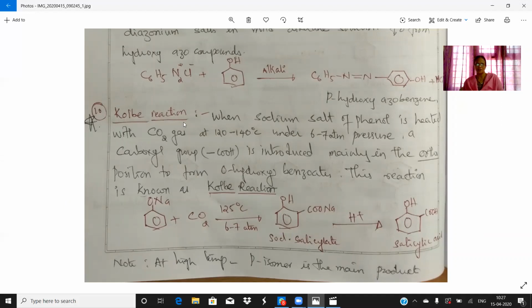This reaction is known as Kolbe's reaction, which is also a very, very important reaction. At low temperature, around 120, we got the ortho product. At high temperature, the para isomer is obtained as the main product, that is, the COONa is attached at the para position. So these are the chemical properties of phenols.